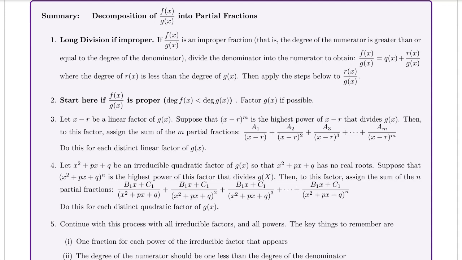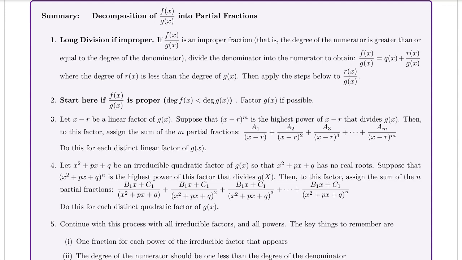So here is a summary of how you'd go about using partial fraction decomposition if you're trying to integrate a rational function where you cannot use u-substitution or trigonometric substitution. So the first thing, and we haven't encountered this yet, but we'll look at an example of this in just a bit, is what to do if you have an improper fraction.